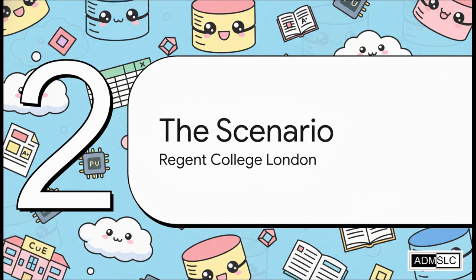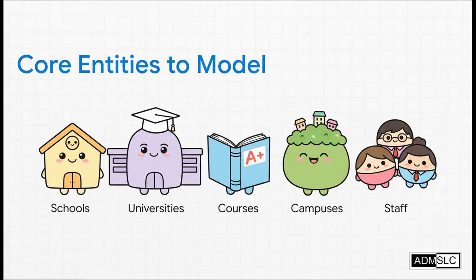All right, let's talk about the actual scenario. So what's the project? Imagine you're a consultant and you've been hired by Regent College London. Your mission is to design a brand new database to manage their entire academic setup. So you'll be dealing with a few core components or entities, things like schools, courses, universities, campuses, and staff. Your job is to figure out how all these pieces of the puzzle fit together. The brief gives you the basics, but look, if there's a gap, you're allowed to make some reasonable assumptions. Just be sure to state them.